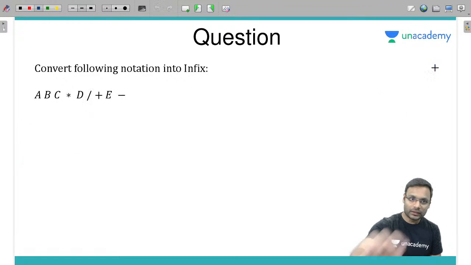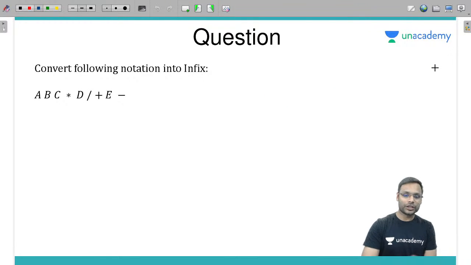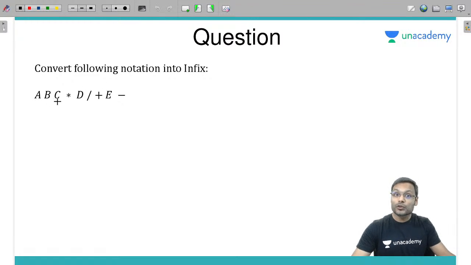Next one. Another notation is given, which is prefix or postfix, you need to decide. And then you let me know which one is the correct one. So first of all, let me know is it postfix or prefix.